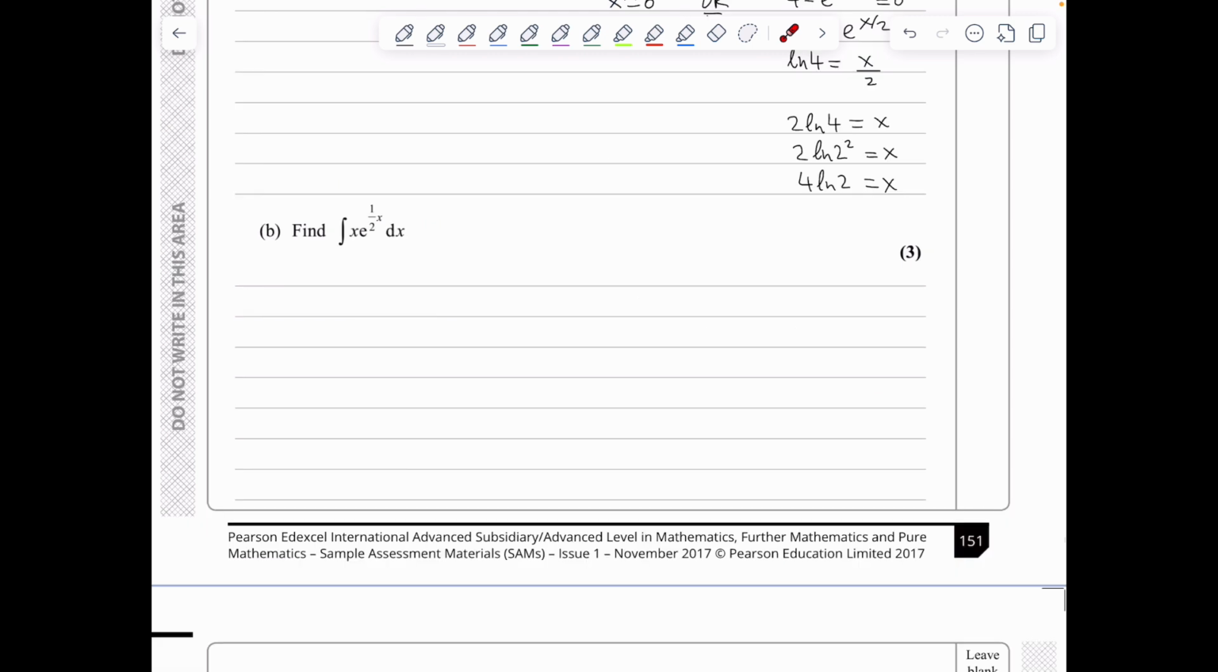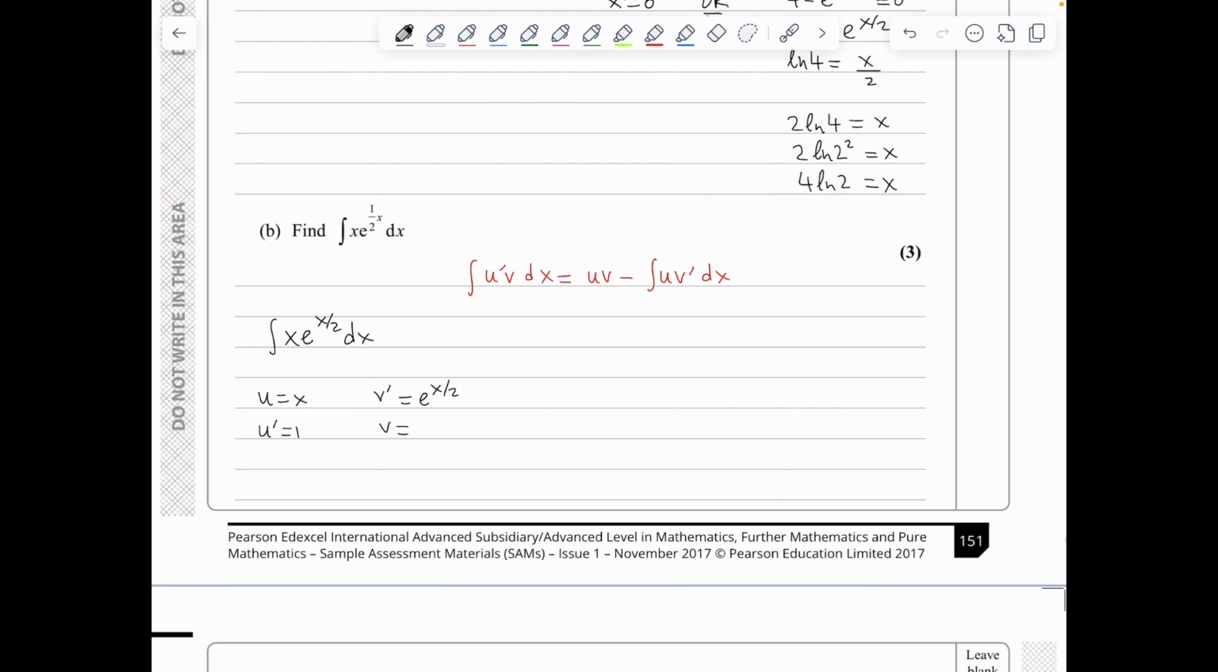In part B, we're asked to find the integral of x e to the half x dx. I'll be using integration by parts here, which says that the integral of u dash v is simply uv minus the integral of uv dash. So we're looking at the integral of x e to the x over 2 dx. I will set my u to be x and my v dash to be e to the x over 2. So u dash is equal to 1.